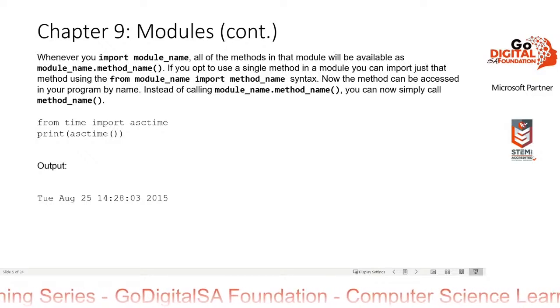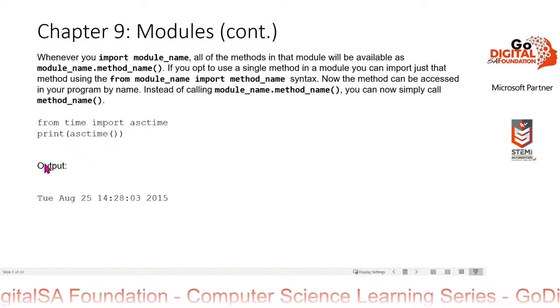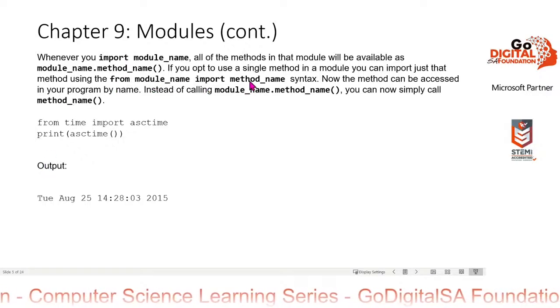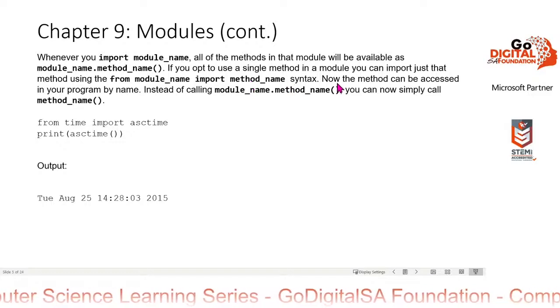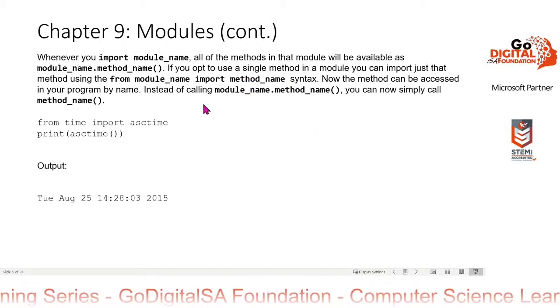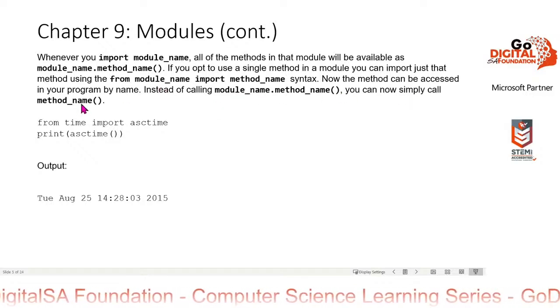If you opt to use a single method in a module, you can import just that method using the from module name import method name syntax. Now the method can be accessed in your program by name. Instead of calling module name.methodName, you can now simply call method name.